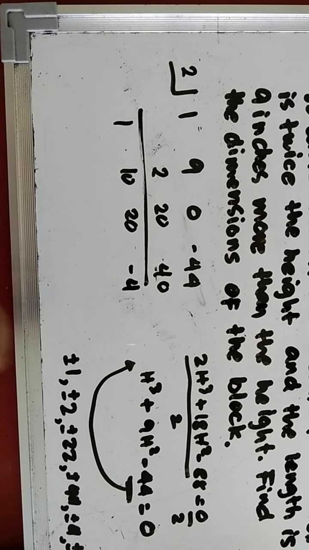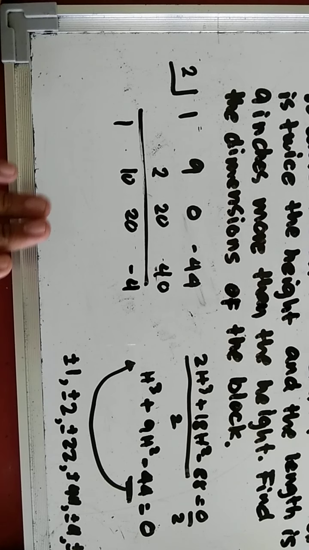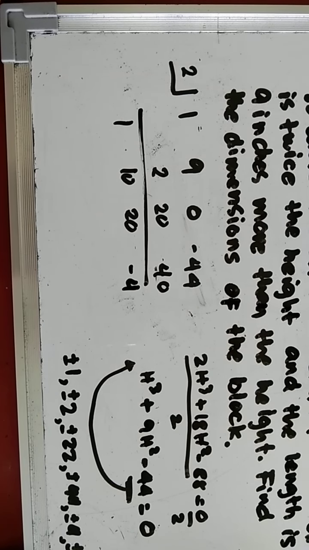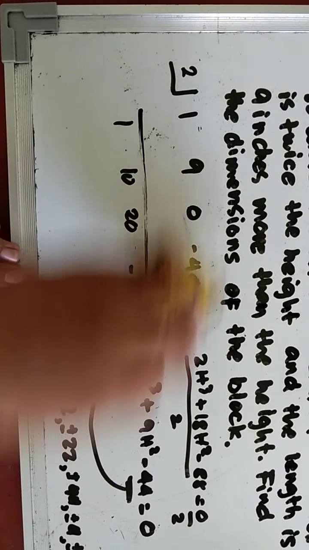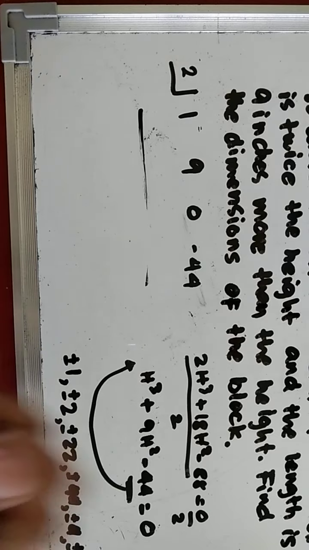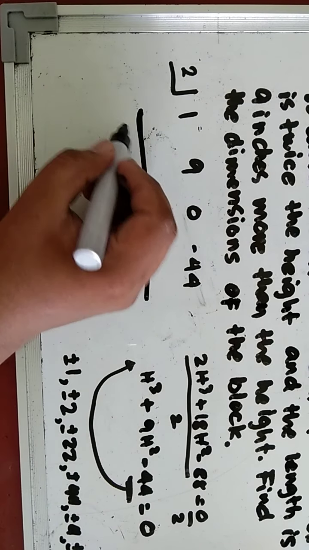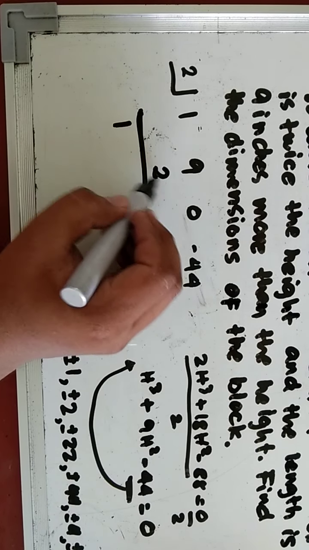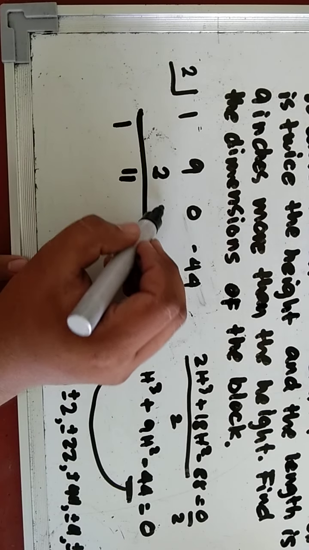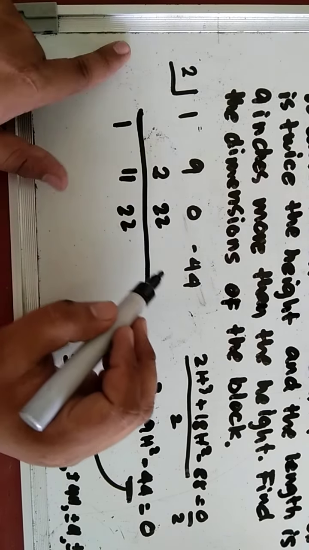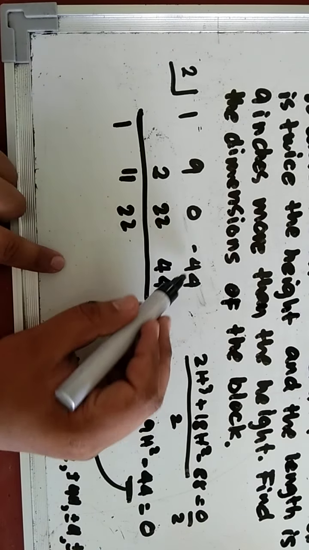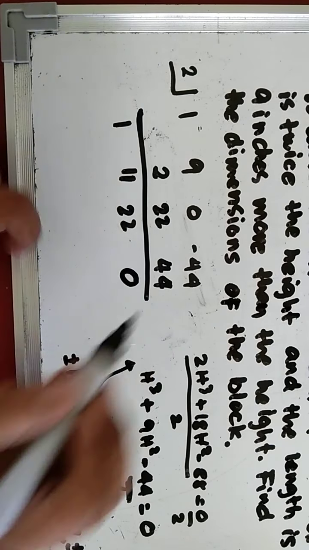So, dahil negative 44 na naman, 9, 10, 11. Ay, mali pala. Hindi pala 10. Ulitin ko. So, baba natin, 1, 2, 9, 10, 11. 11 times 2 is 22. 0 plus 22 is 22. 22 times 2 is 44. Negative 44 plus 44 is 0.